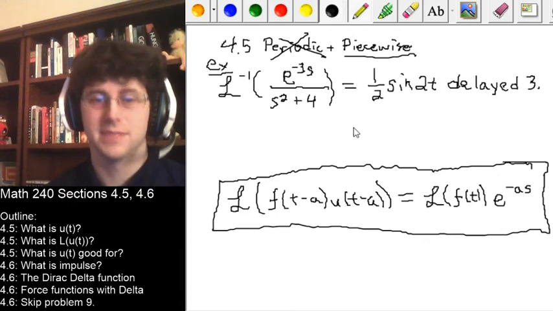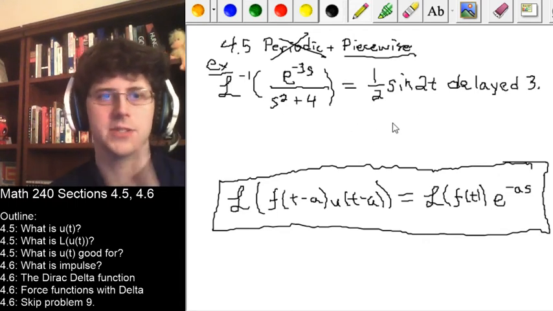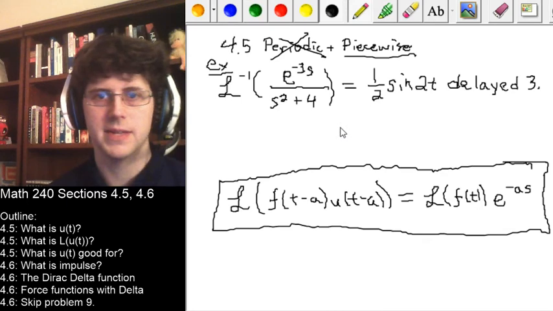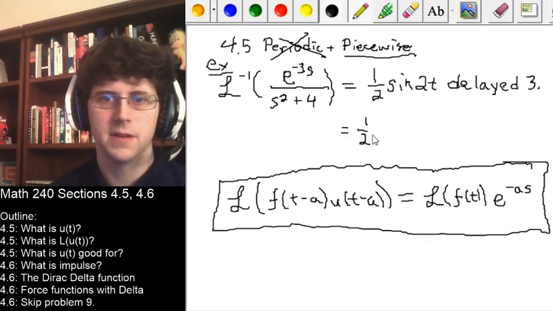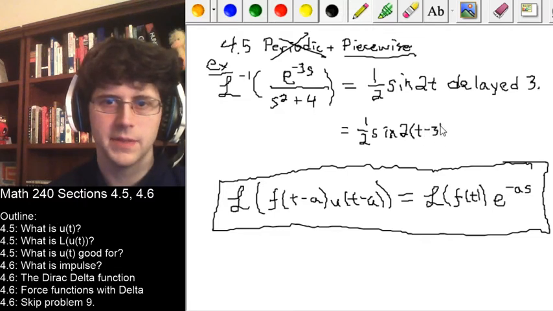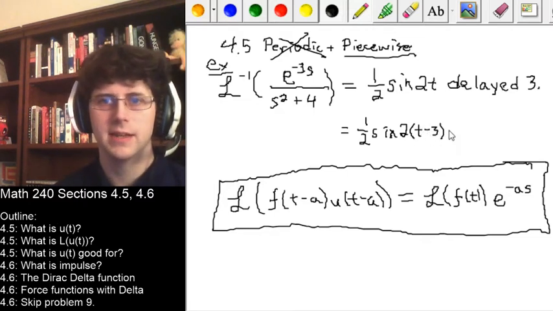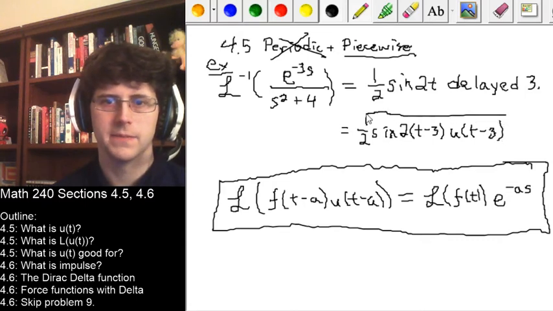Then to write it as a formula, delaying by 3 seconds means you shift it and then have it turn on at time 3. So it's going to be half sine of 2 times t minus 3, dropping t minus 3 in where t was, and then only turning it on at time 3.